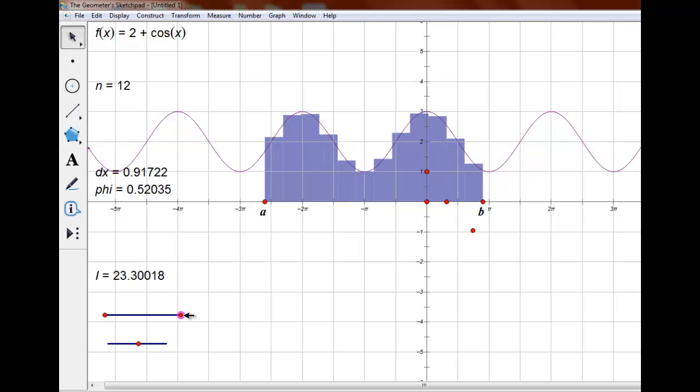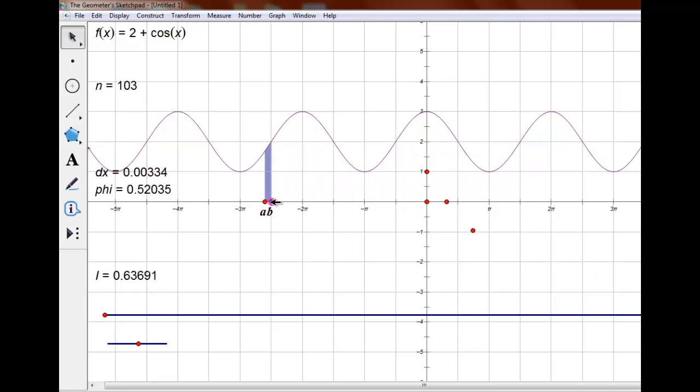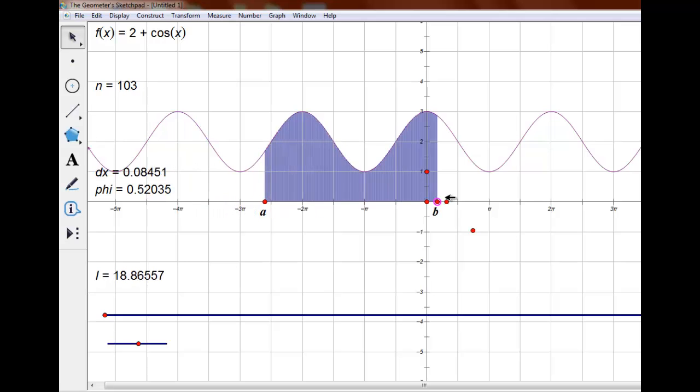I can make lots and lots of rectangles. There's 103 rectangles. Notice when I go to the left of A, my integral becomes negative. That's because the value of dx becomes negative.